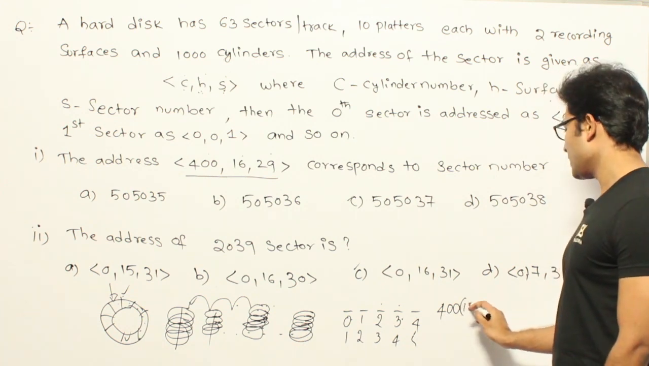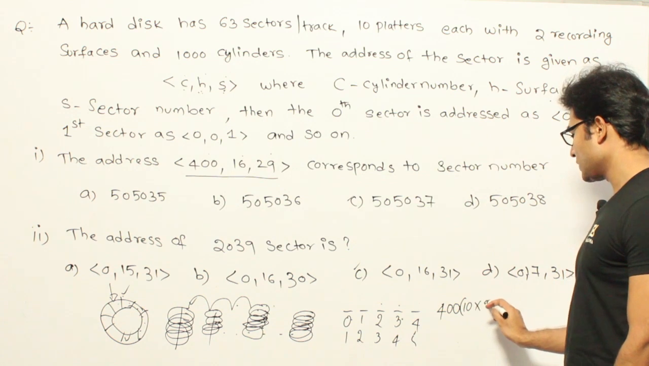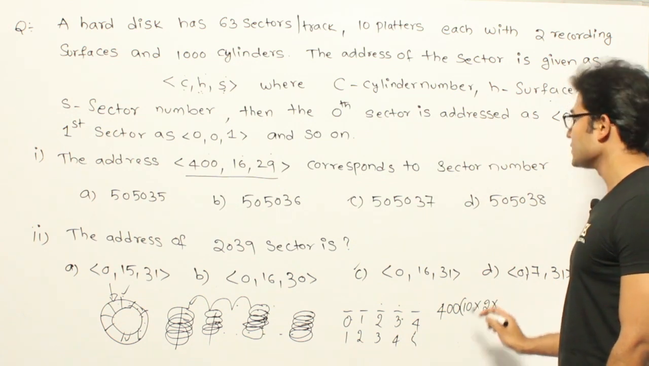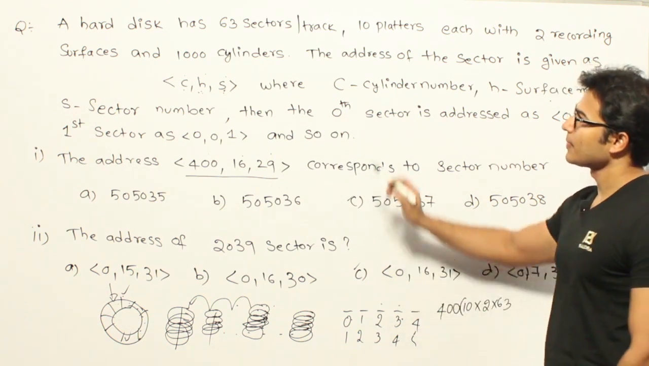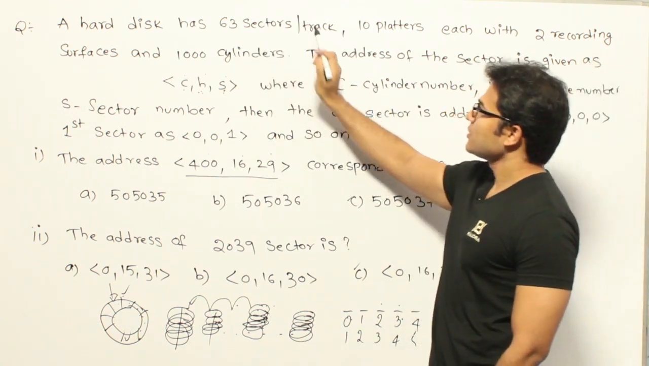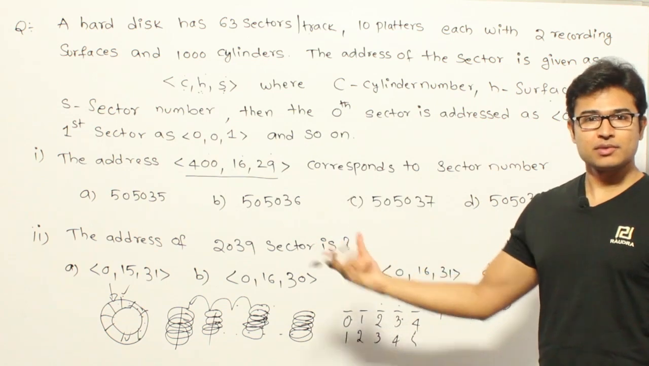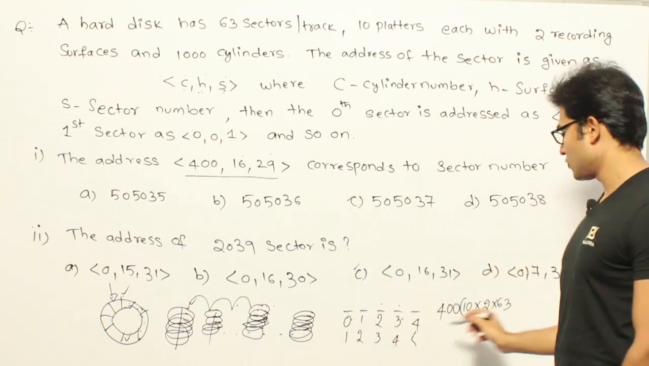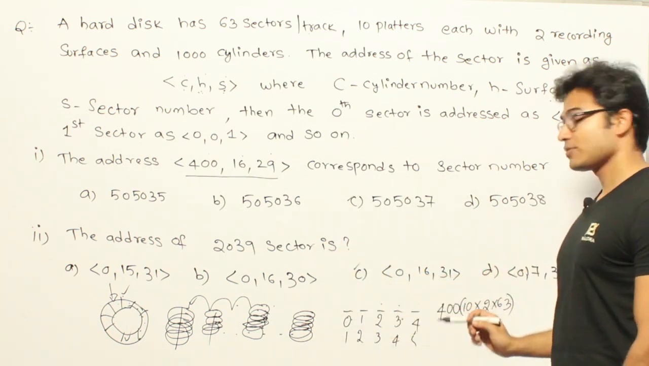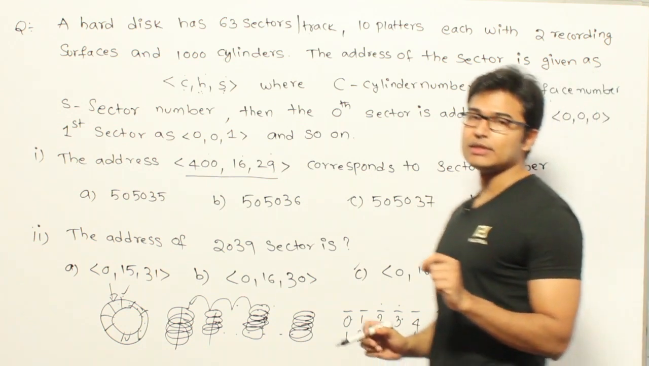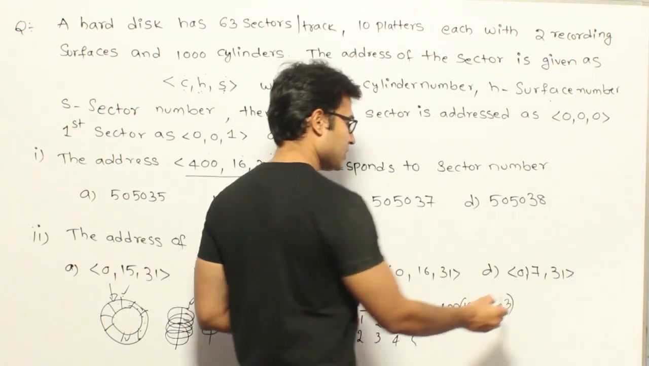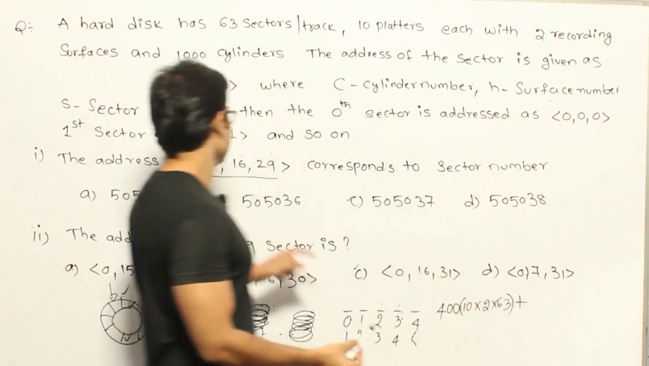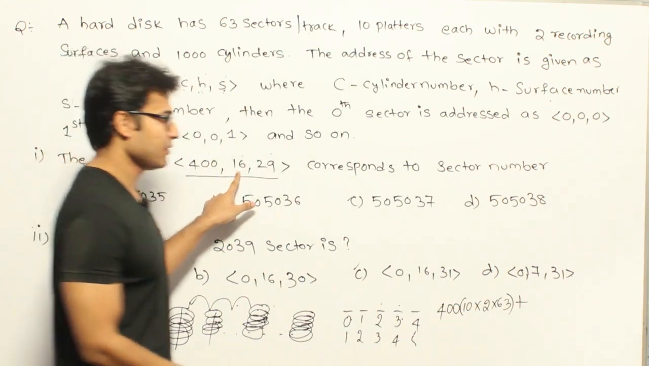So there are 10 platters, each one is having 2 surfaces and each surface is having 63 sectors, isn't it? That is how we are taking. Even though 63 sectors are there for a track, here we are assuming that there is only one track, therefore this is the total number of sectors you will be crossing in case you are going to cross 400 cylinders. And after crossing these many cylinders, the next one is you are crossing 16 surfaces, right?